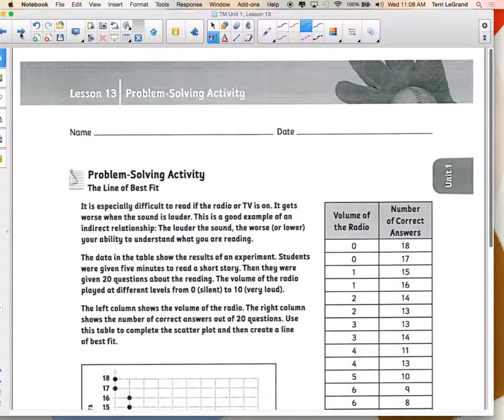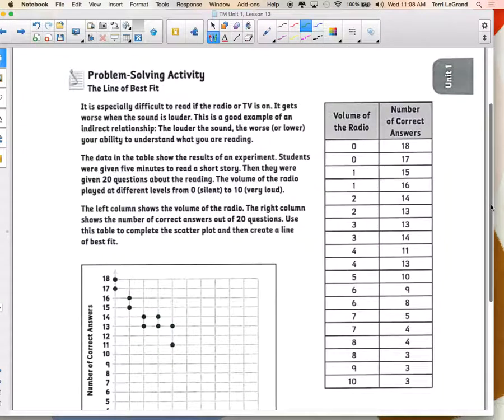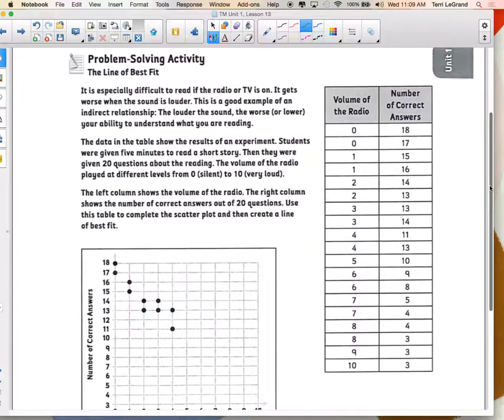Okay, let's go to the back side of that page, or is it just over to the next page? I'm not sure which one it is. Okay. We have a, what's this called? Scatter plot. We have a scatter plot. What we're going to do, and you won't be doing any of this in your homework, I don't believe, today, but we're going to practice it right now. We're going to be working what's called the line of best fit. So in this particular scatter plot, we're comparing how loud the radio is to the number of correct answers.